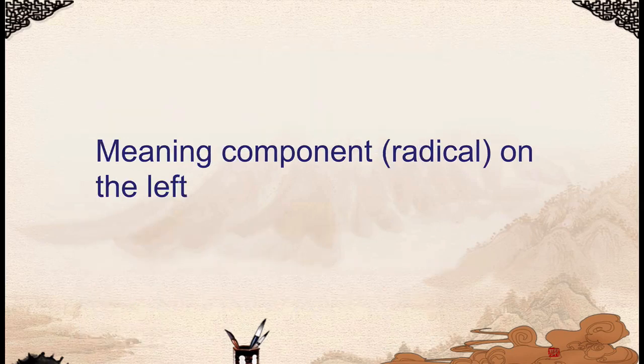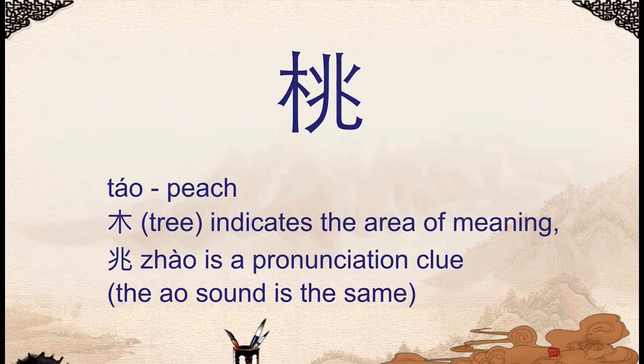So let me give you some examples of this type of character. First of all, where the meaning component, or the radical, is on the left-hand side of the character. You'll see what I mean. So, in this character, Tao, there's two different parts. The left-hand side of the character is mu, tree. This indicates the area of meaning. It's a plant or something that grows on a tree. And zhao is the right-hand side of the character. This gives us a clue about the pronunciation of the character. And you will notice that Tao and Zhao, they all have this ao sound in them. So that gives us a clue about the pronunciation of the character.